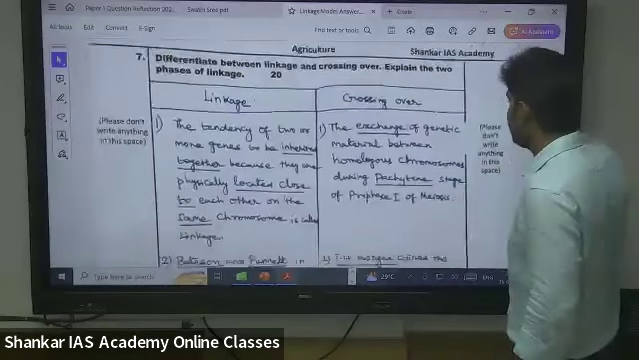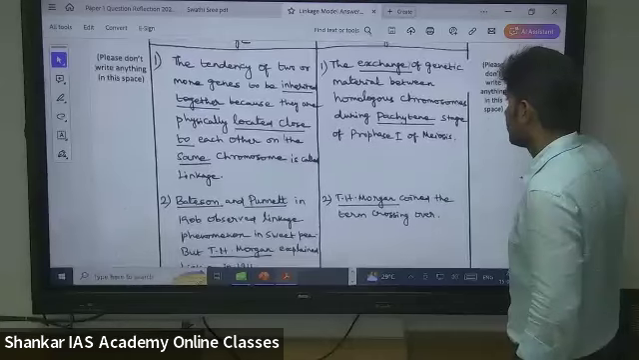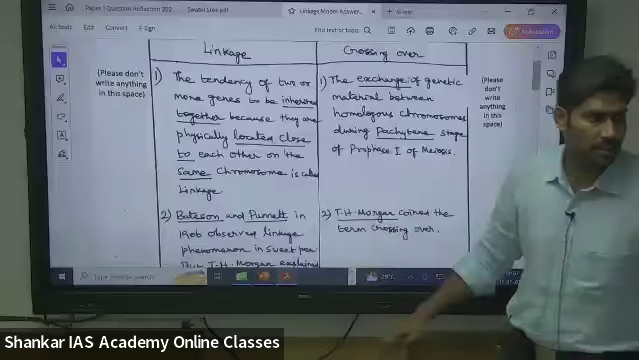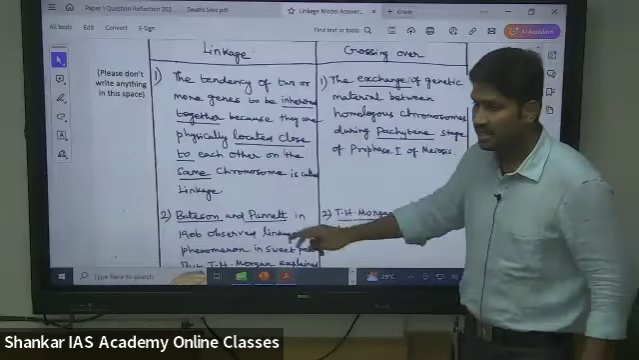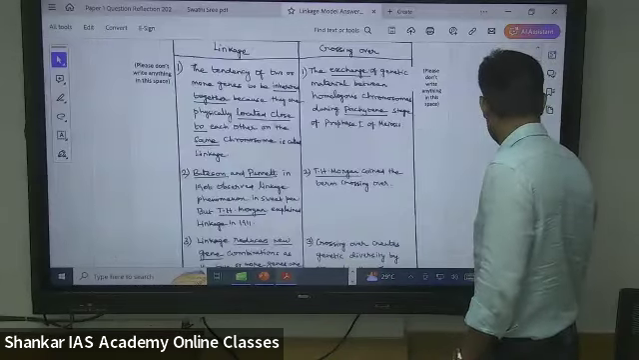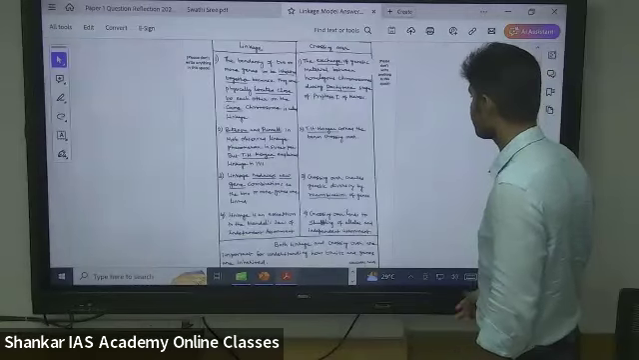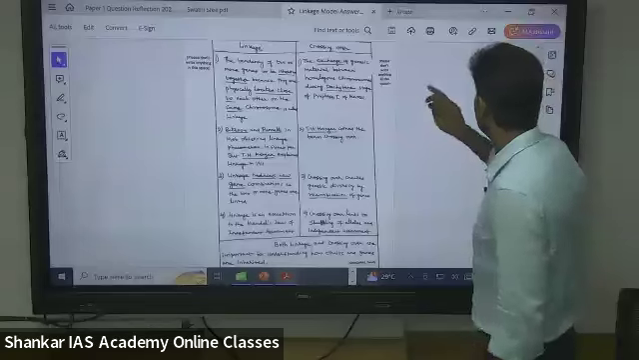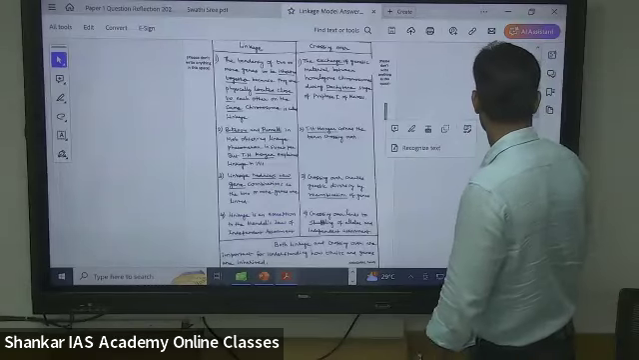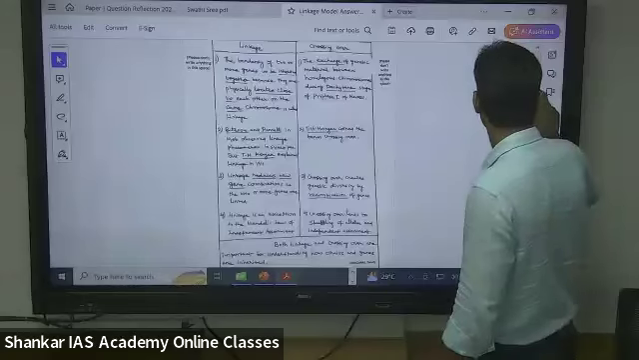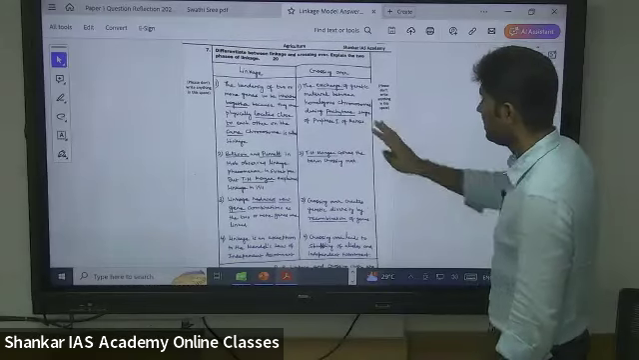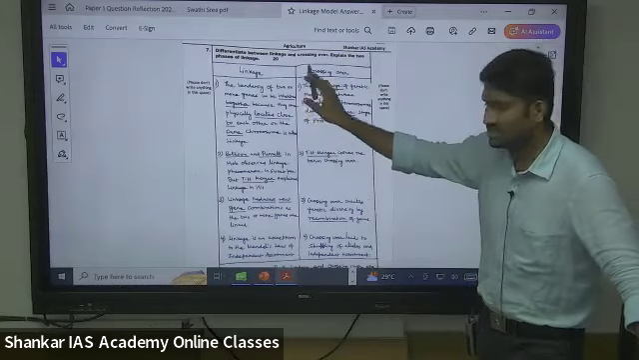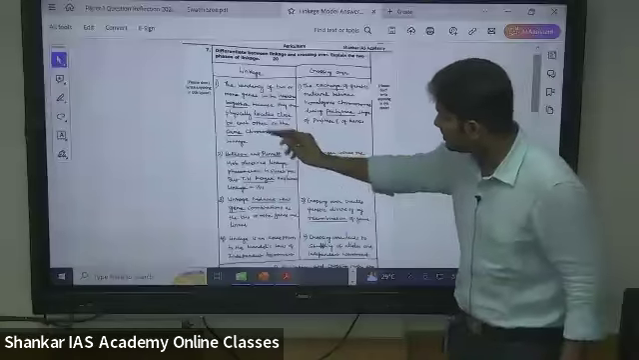So in this question, see the presentation and the neatness. The points are clearly visible. If we zoom in, you can see. It's a difference-based question: linkage and crossing over. So you should present the answer in table format, and see the points.